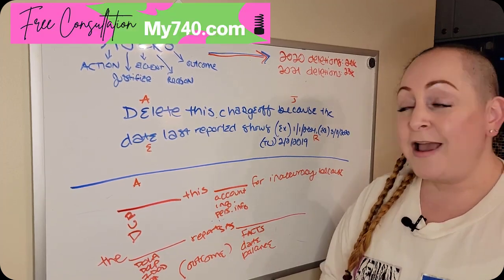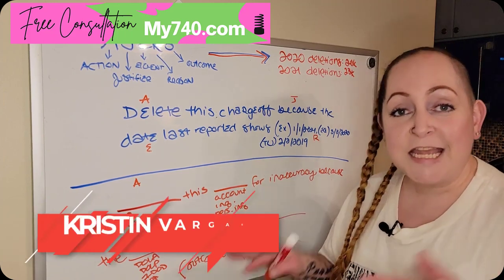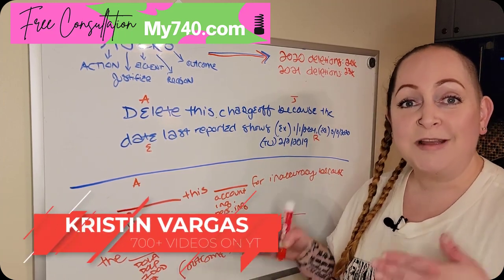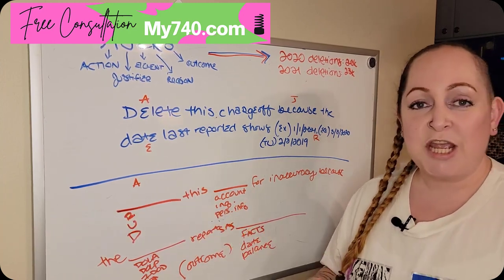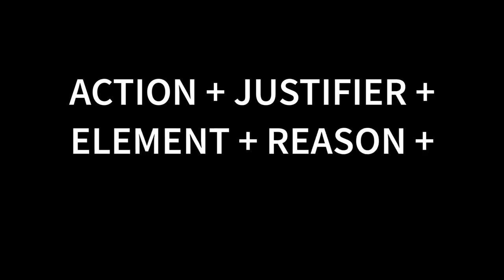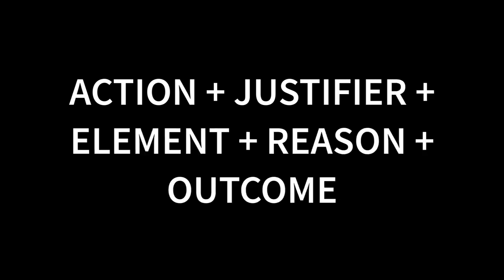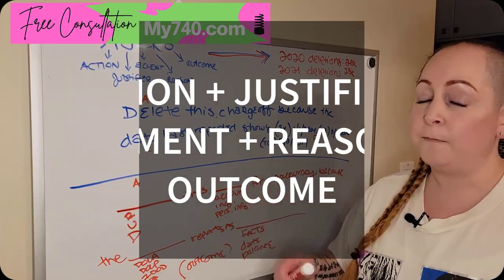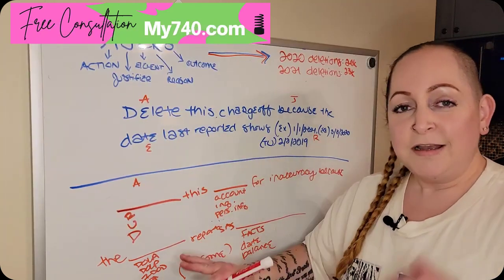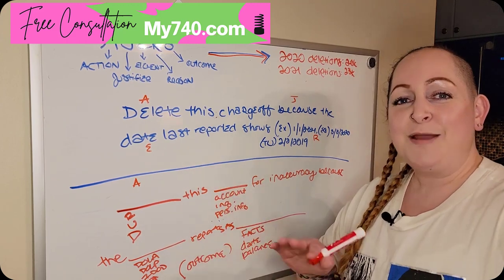I'm going to show you how to plug in any negative item to this structured formula, okay? So it's really, really simple. AJERO: Action, justifier, element, reason, outcome. Now, that probably doesn't mean anything to you, but if you take a look at this, I started with two. We have one dispute reason and a plug and play.